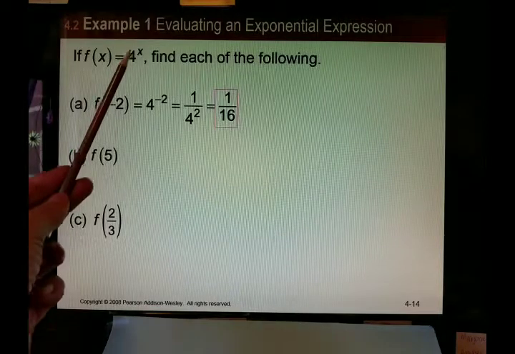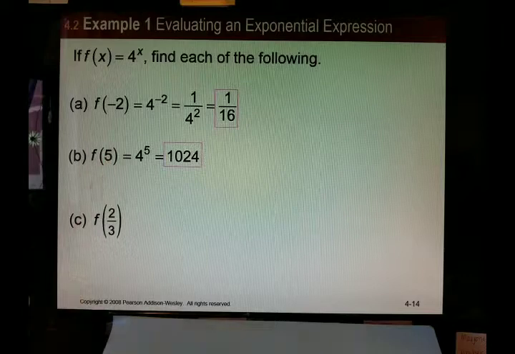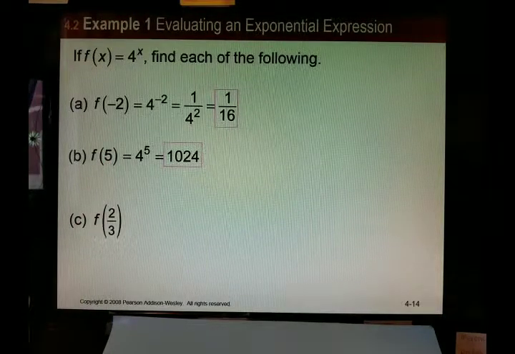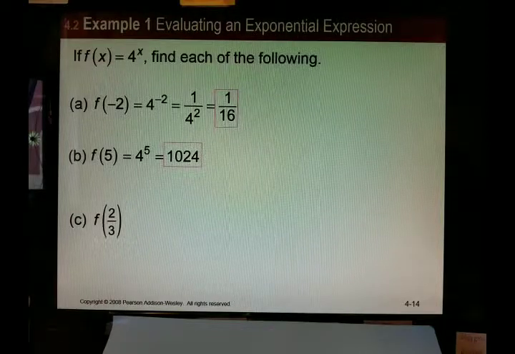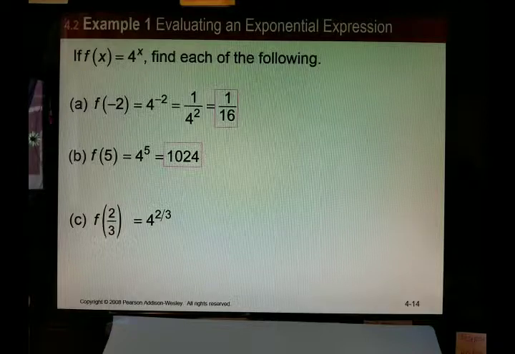The next one wants 4 raised to the x, so 4 to the 5th power. 4 to the 5th, you would just type in 4 times 4 times 4 times 4 times 4. Therefore, 1024. The next one wants 4 to the 2/3, and it wants us to simplify the answer.